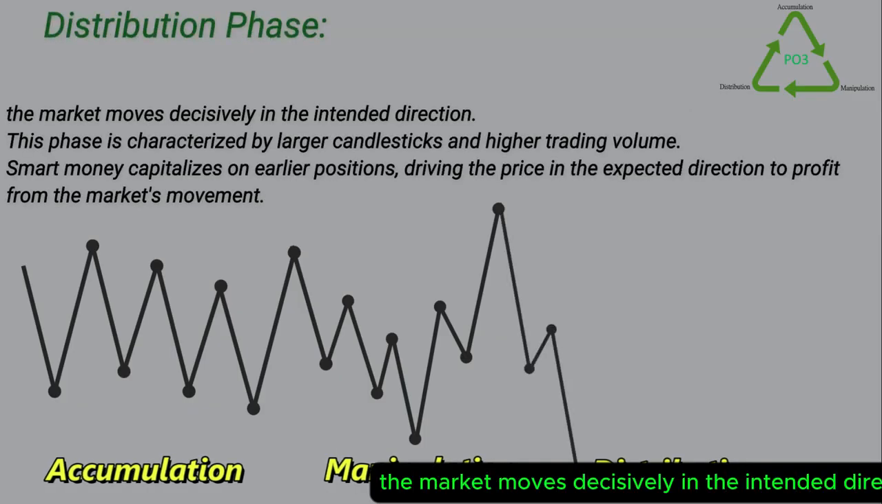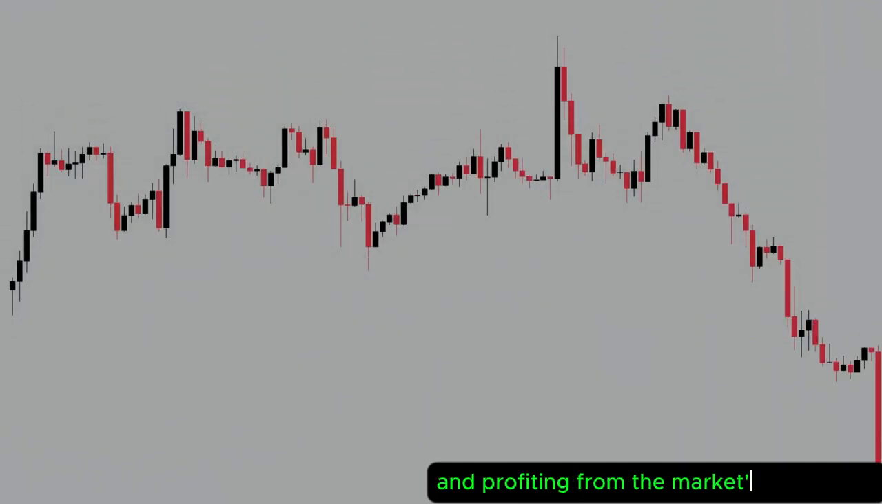The market moves decisively in the intended direction. This phase shows increased momentum with larger candlesticks and higher trading volume. It is during the distribution phase that smart money capitalizes on their earlier positions by driving the prices in the expected direction and profiting from the market's movement.